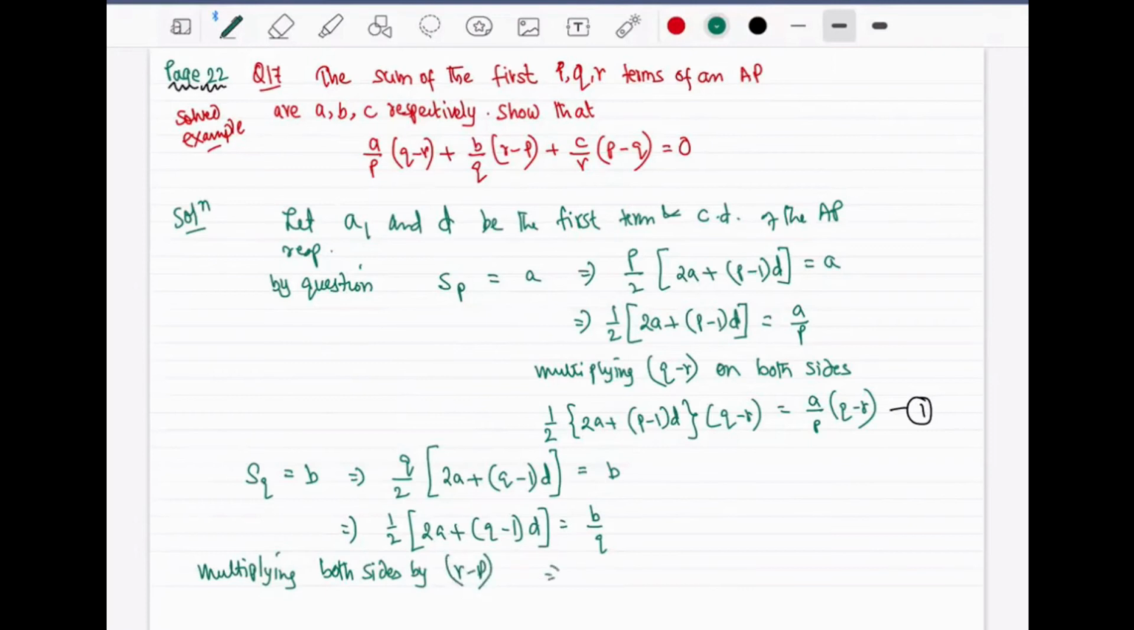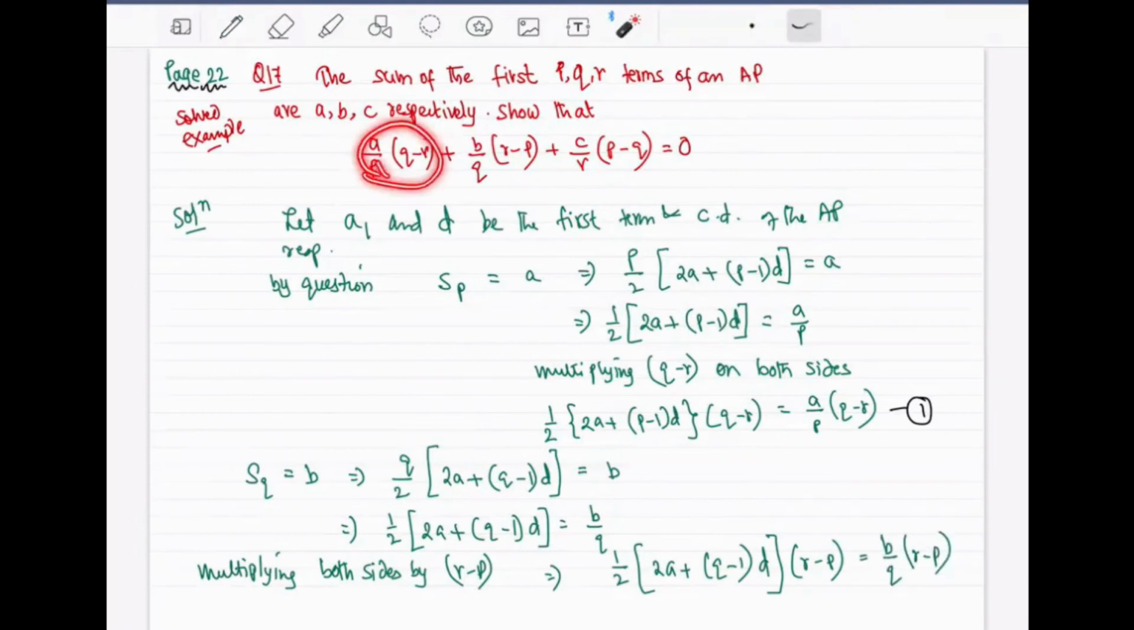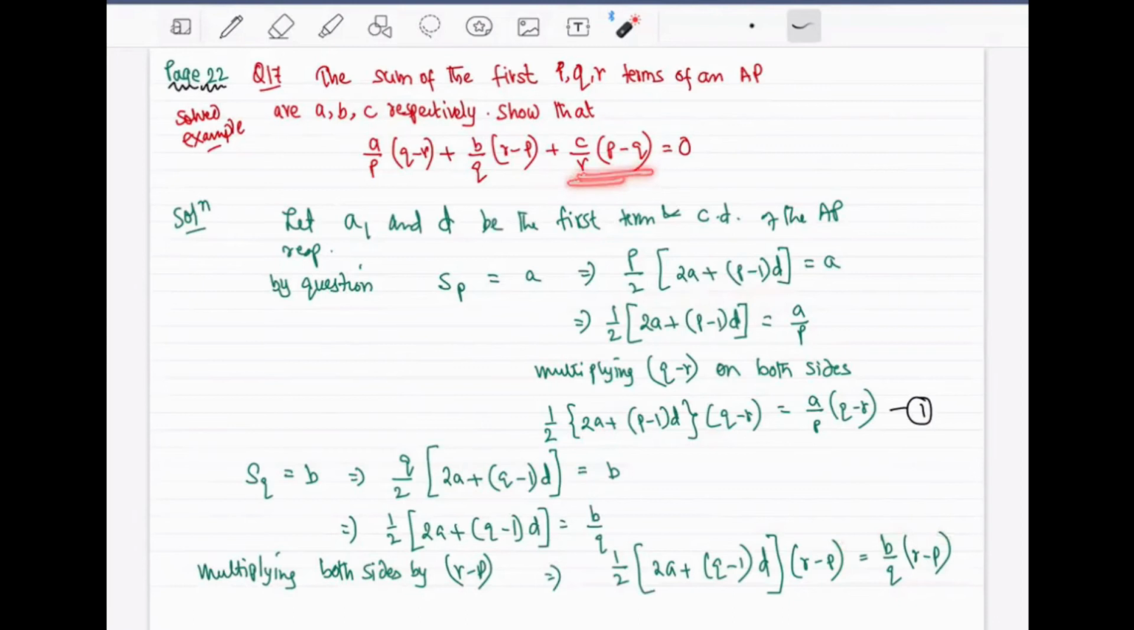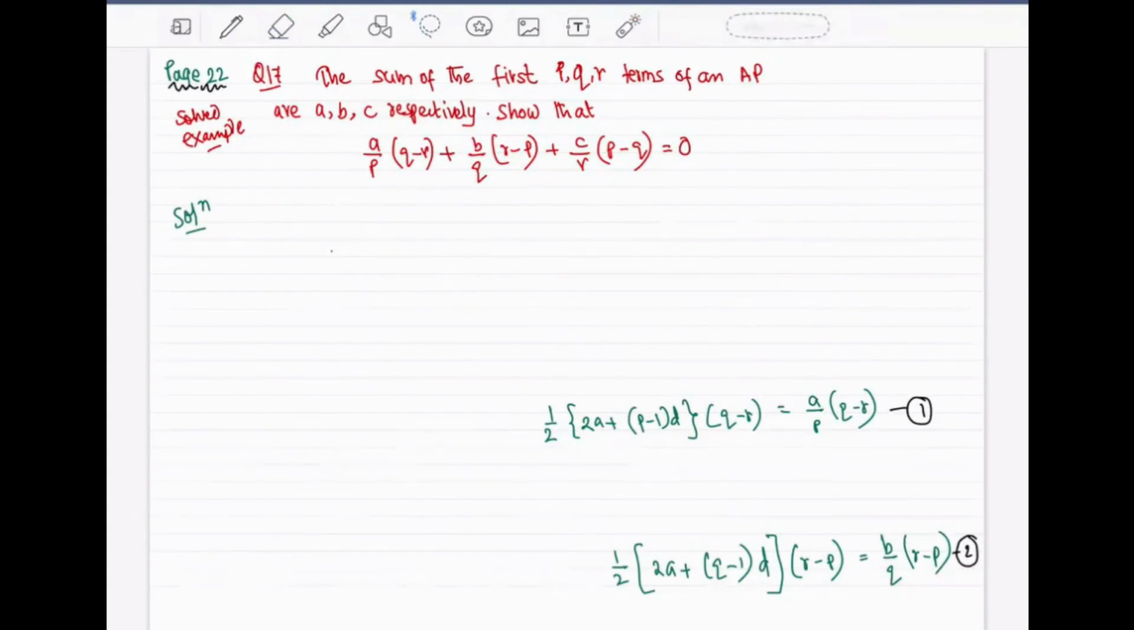So you say here, multiplying both sides by R minus P. What do we obtain now? We obtain half, twice A1 plus (Q minus 1)D whole bracket times (R minus P) is equal to B by Q times (R minus P). We have obtained this part here. Now from the formula for the sum of Q terms, we have obtained this part right here. This part is missing, right? So we will be able to obtain this from the sum of the first Q terms. So let's make this equation number 2. So let me erase everything else. The part that we are going to need is this part and this part. Okay, so let's put this part separately.